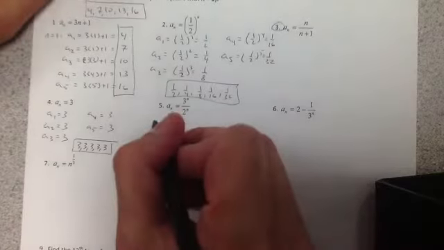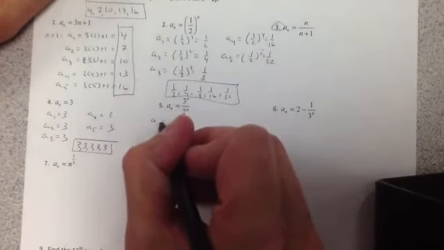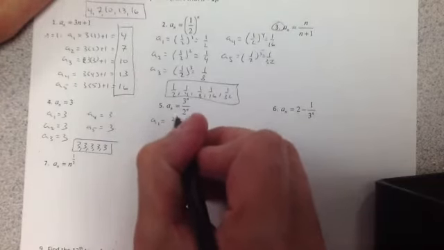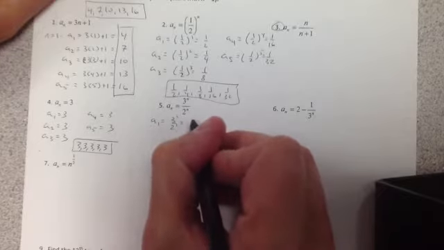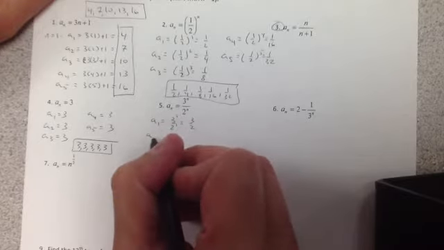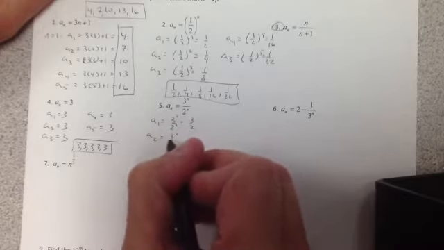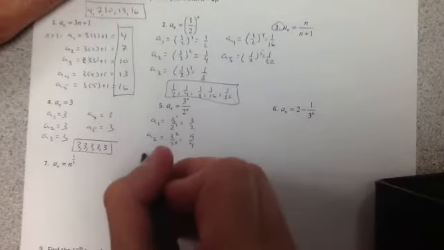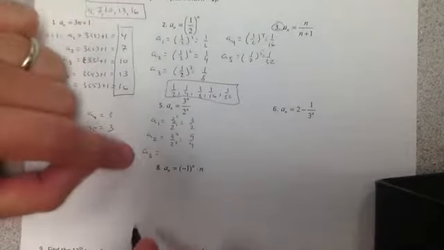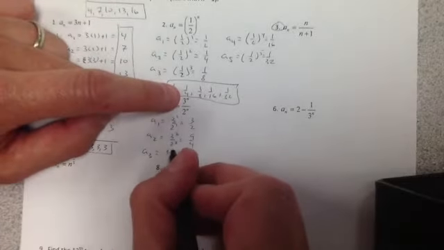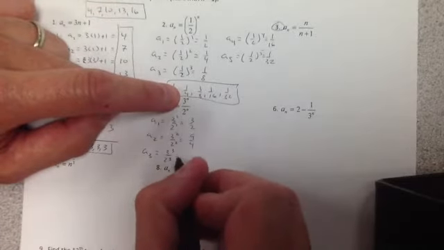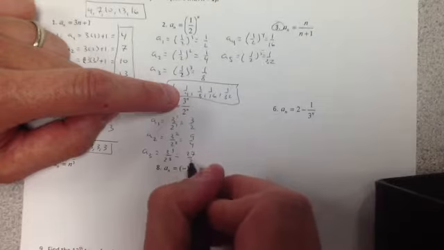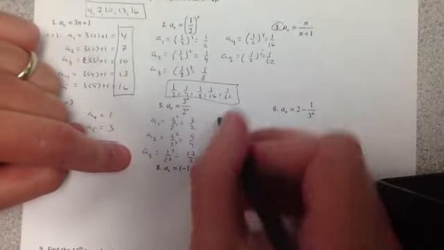Okay, let n be 1, a sub 1, 3 to the first over 2 to the first, we get 3/2. Let n be 2, 3 squared over 2 squared, I get 9 over 4. Let n be 3, to get the third term, we're going to take 3 cubed over 2 cubed, and we get 27 over 8. And let's plug in 4 now.